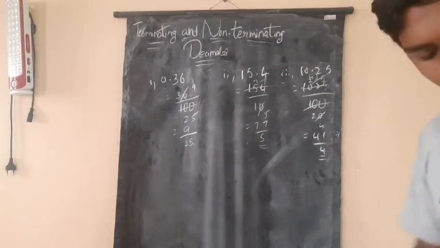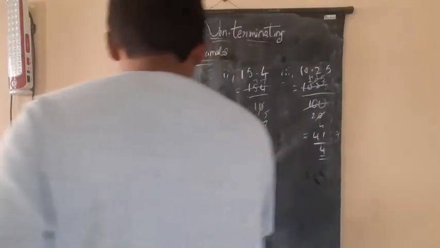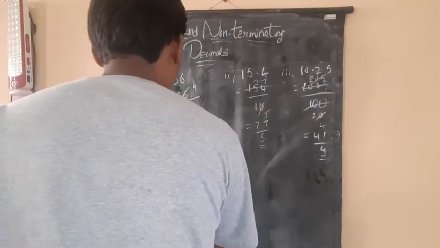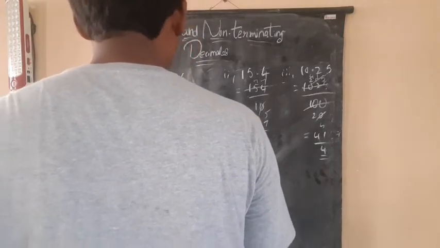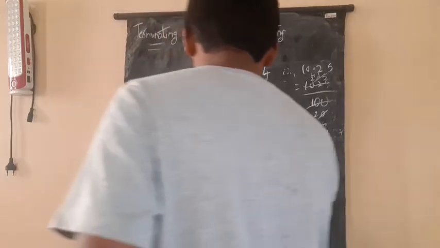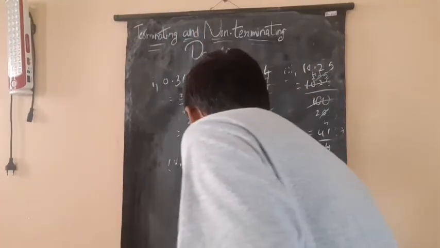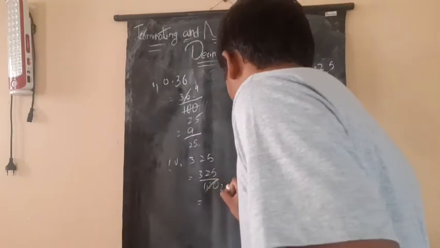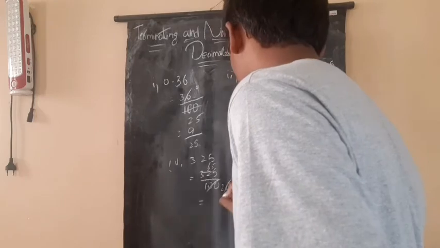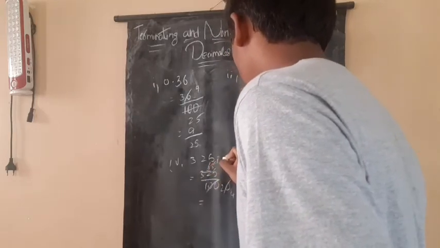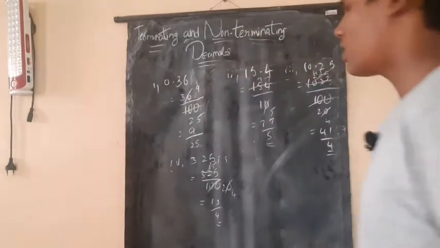Fourth, they have given 3.25, which is 325 by 100. After the point there are only two digits. We can cancel by 5: 5 twenties are 100, 5 sixty-fives are 325, so we get 13 by 4. We can write this as 13 by 4.